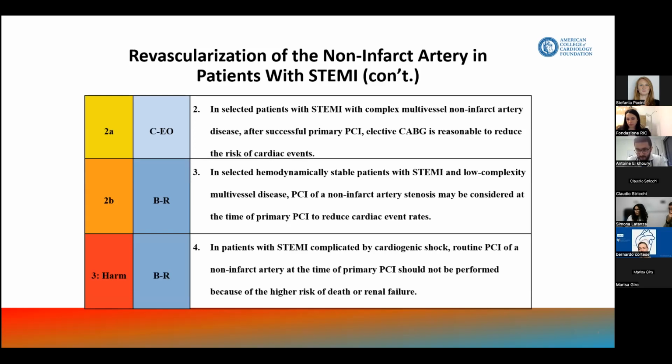If we do all the vessels at the same time, it's risky for the patient, and it's associated with a high risk of death and renal failure. So we need to avoid this, and it's contraindicated in certain cases. So we need to do just the culprit vessel in case of cardiogenic shock and ST elevation MI.